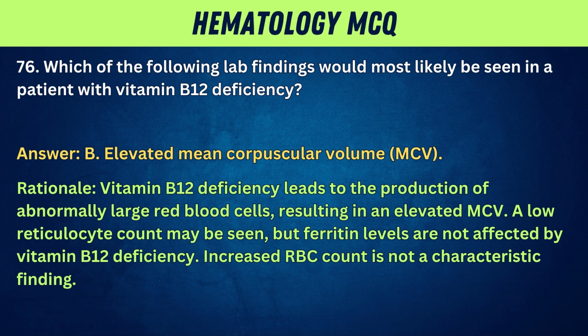Rationale: vitamin B12 deficiency leads to the production of abnormally large red blood cells, resulting in an elevated MCV. A low reticulocyte count may be seen, but ferritin levels are not affected by vitamin B12 deficiency. Increased RBC count is not a characteristic finding.